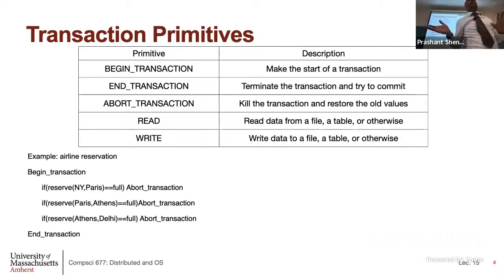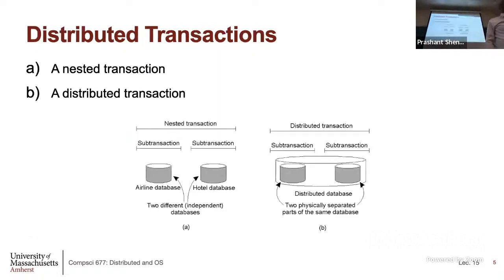Okay? Now we'll try to make, this is not a distributed database, it's just one airline's database, but now let's try to make this concept a little more distributed. So we'll start thinking about what does it mean for a transaction to be distributed. Okay? So we will essentially look at 2 concepts. One is called a nested transaction. The second one is a distributed transaction.